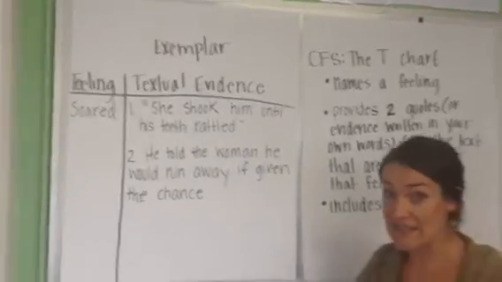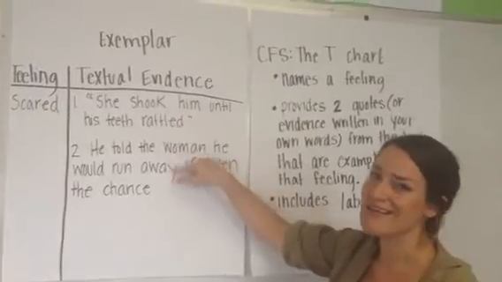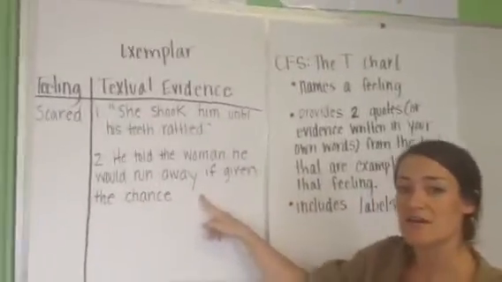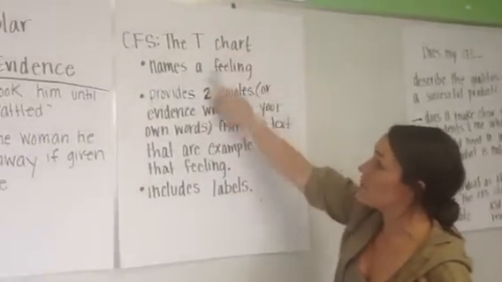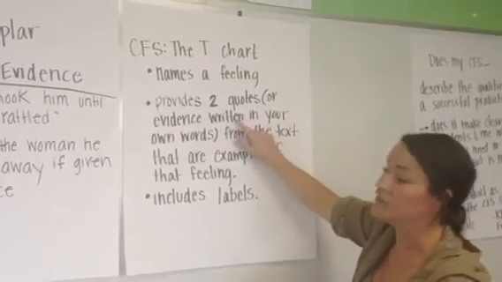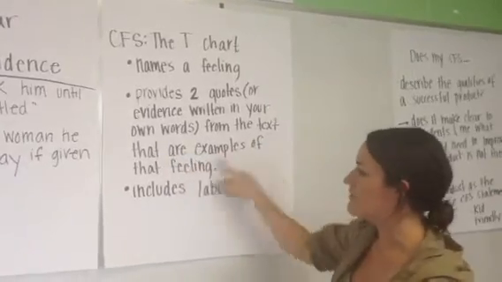Now I noticed when I was doing the exemplar, actually like I was a student, that it didn't always make sense to quote the text. Here it did, here it didn't. I actually found that it made more sense here to paraphrase the text. So I actually want to spell that out for kids, that the T-chart provides 2 quotes, or the T-chart provides evidence written in your own words, and I think that's fine. From the text that are examples of that feeling.